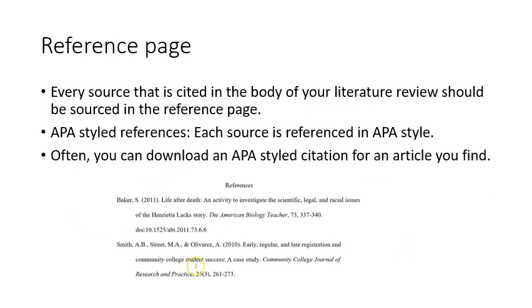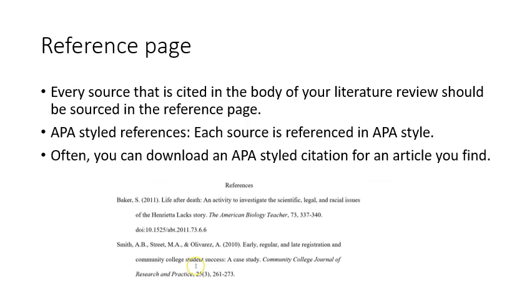So finally, you do need to have a reference page. Every source that you cite in the body of your lit review should be sourced in the reference page. So you reference in the APA style, and note that often you can download the citation for an article you find. Sometimes if you just go to the library link where you found the citation, you'll find a place that says cite this article, and then you can download an APA style citation. However, you always need to check and make sure they did it right.